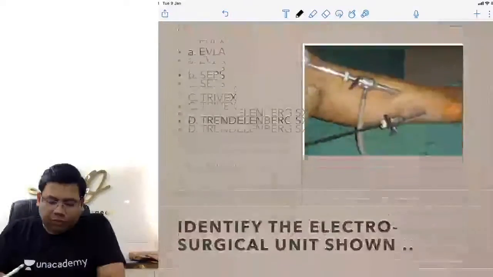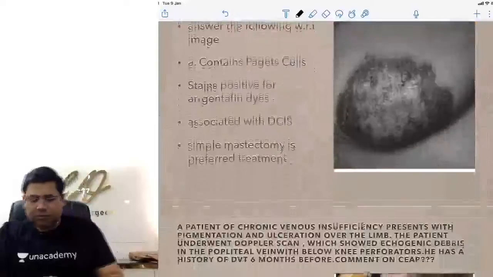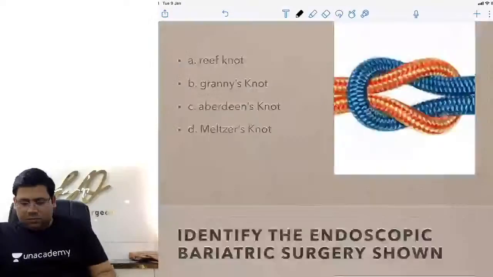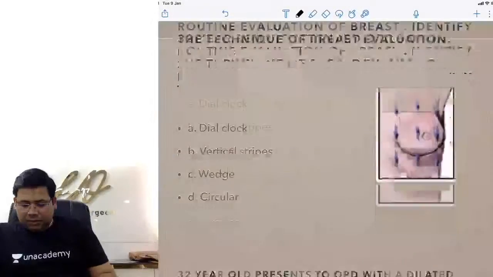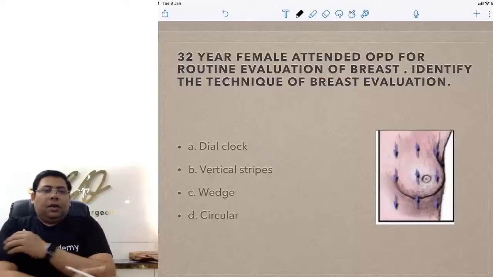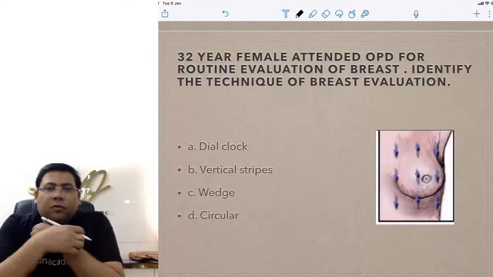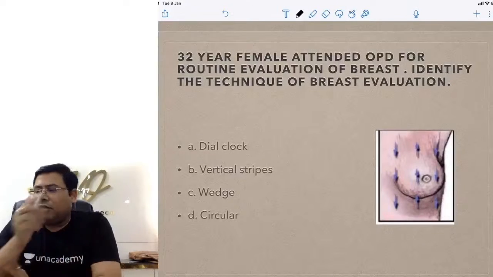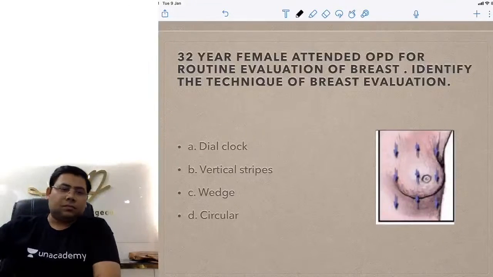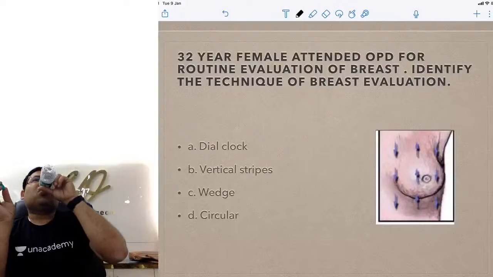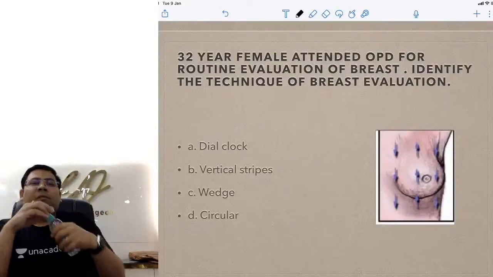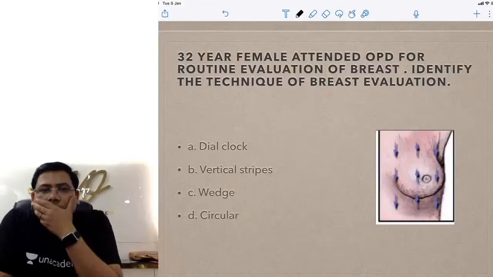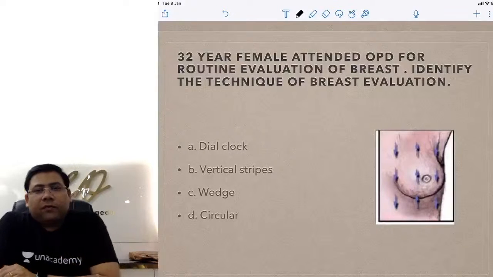Let us understand one more question. A 32-year-old female attended OPD for routine evaluation of the breast. Identify the technique of breast evaluation. Tell me. Very good.